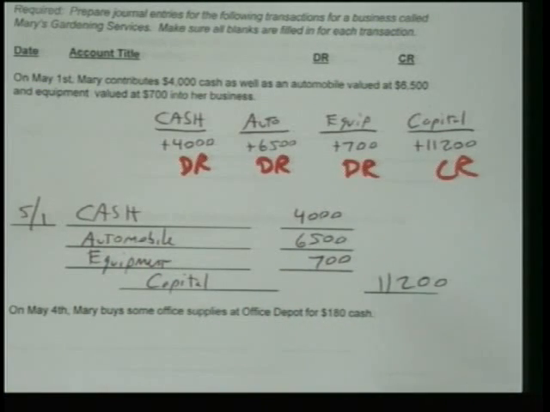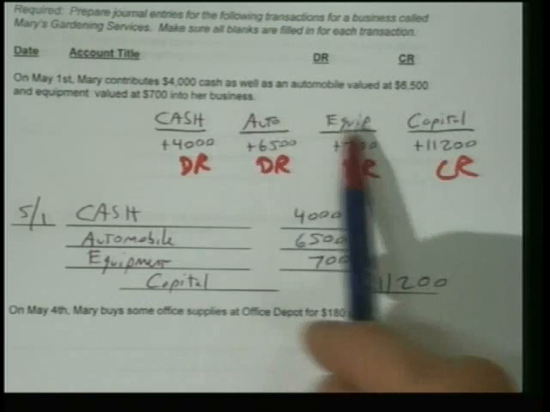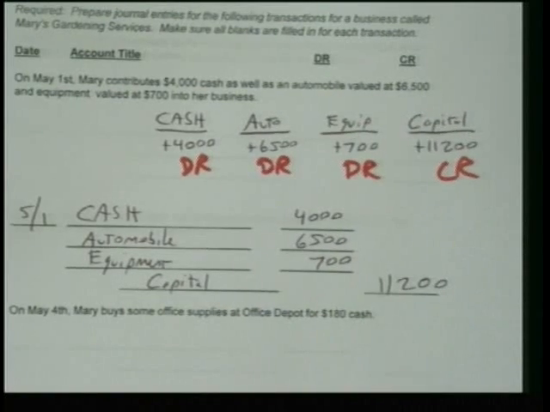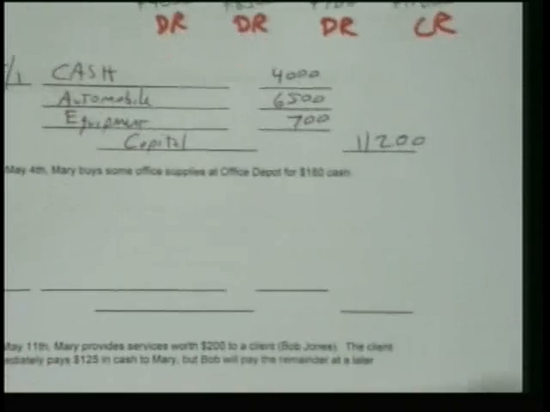All right? And some people might say, well, couldn't you put these both in an account called equipment? Yeah, you could. I probably would set up a specific asset account called automobiles. But any questions on that? Let's go to the next one.